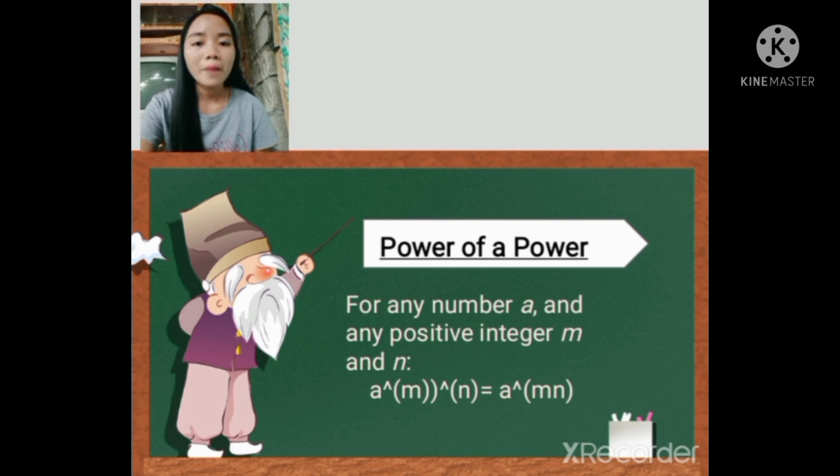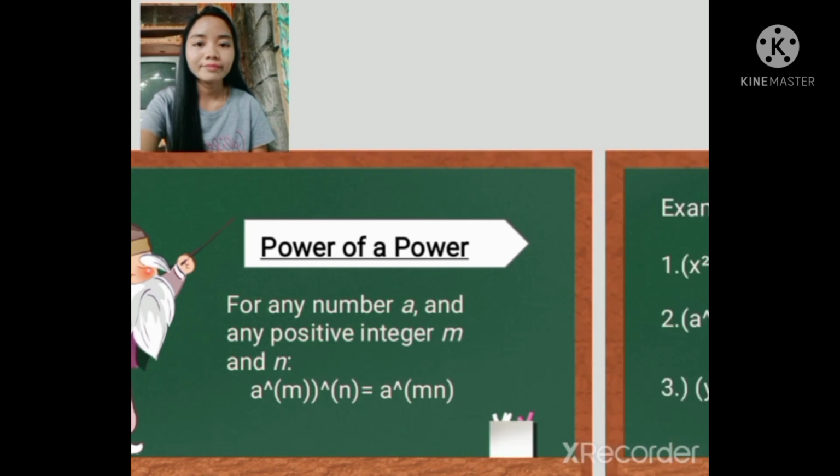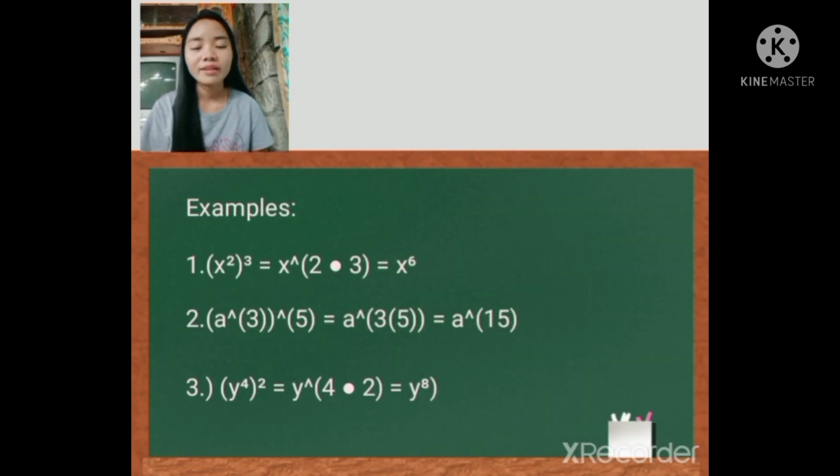So, power of a power. For any number a and any positive integers m and n, a to the power of m, all raised to the power of n, equals a to the power of mn. For example, number 1, our given is the quantity x squared to the power of 3. To solve this one, we will multiply the exponents. So, copy the coefficient x, then multiply 2 times 3. So the answer is x to the power of 6.